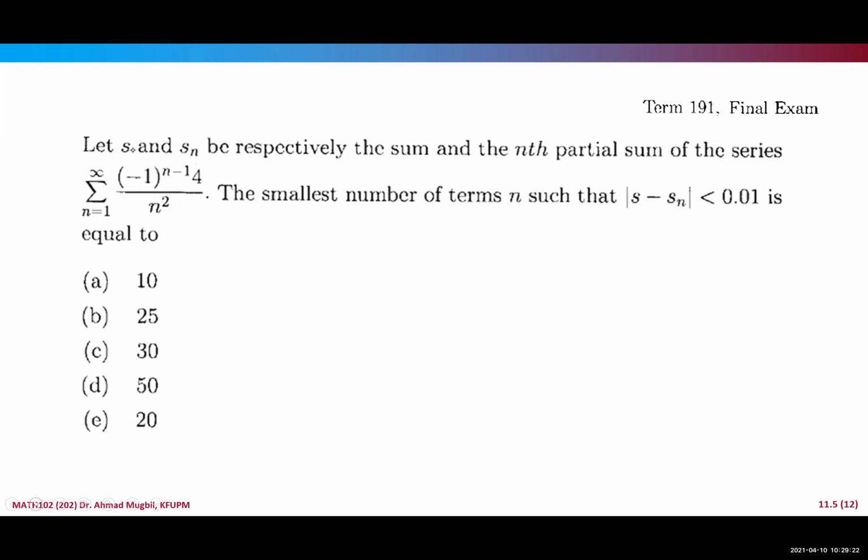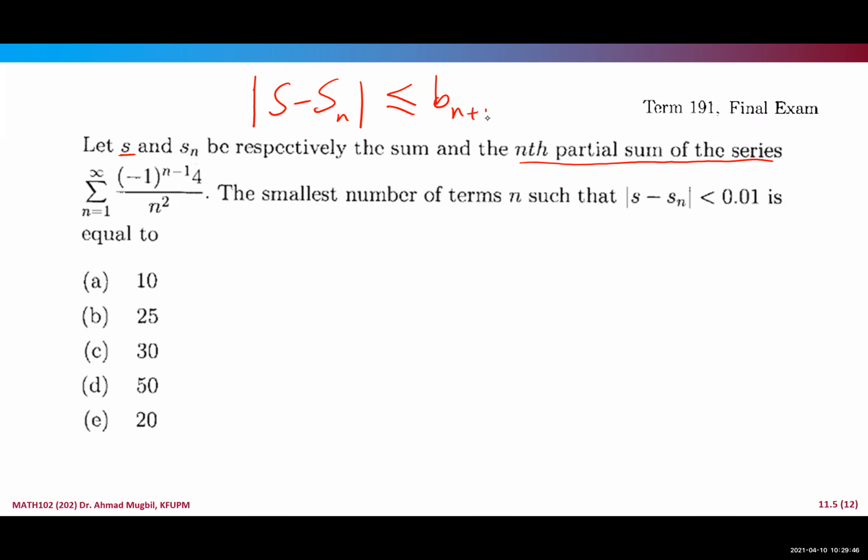Read it carefully. Let S and Sn be respectively the sum and the nth partial sum of the series. This series is an alternating series. So you can apply the idea that the absolute value of S minus Sn is less than or equal to Bn plus 1.